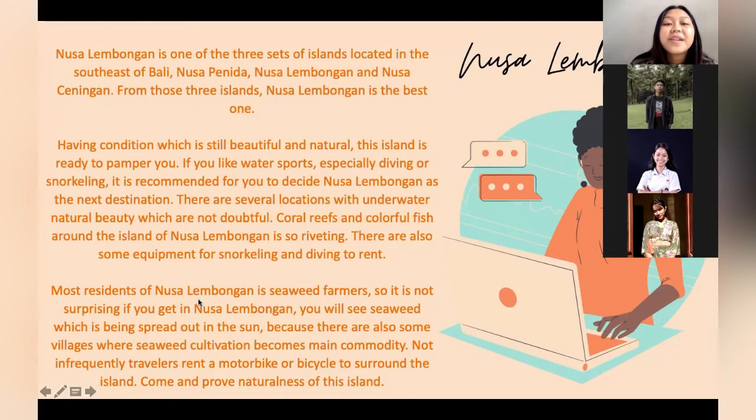So I have a descriptive text. What is it about? It is about Nusa Lembongan, miss. Good. Okay. So, what do you know about descriptive text?